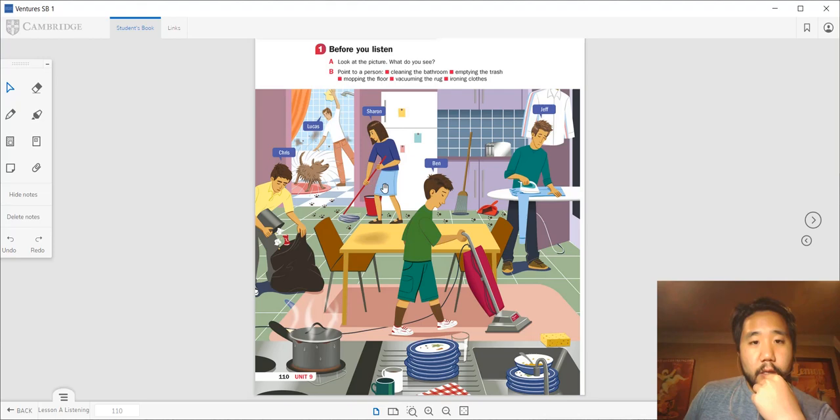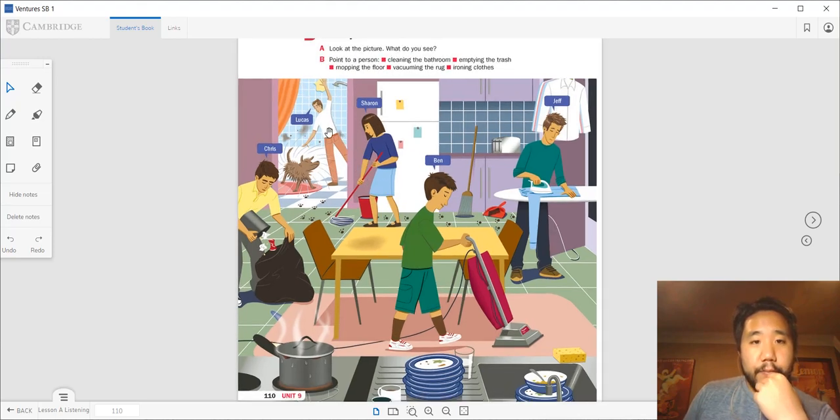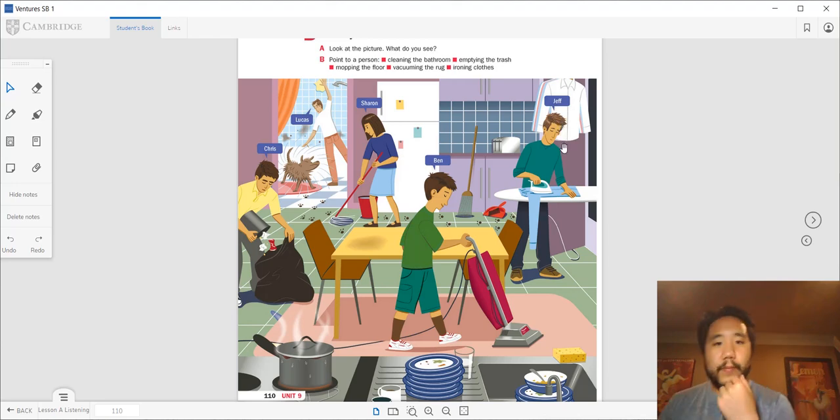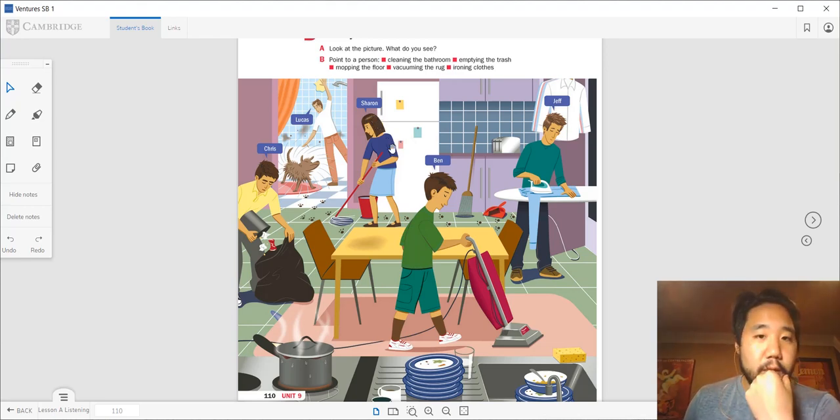Here it seems like Lucas is the father. He is in the bathroom right now. Sharon is the mother, and I think these are all brothers. I think that Ben is the youngest. Maybe this is the second oldest brother to Ben, so Chris, and the eldest will be Jeff. So Jeff, Ben, and Chris are brothers, and their parents are Lucas and Sharon. And what is Sharon doing? She is mopping the floor. Lucas is cleaning the bathroom. Seems like Chris is taking out the trash. Ben is vacuuming the carpet. And Jeff is ironing the clothes.